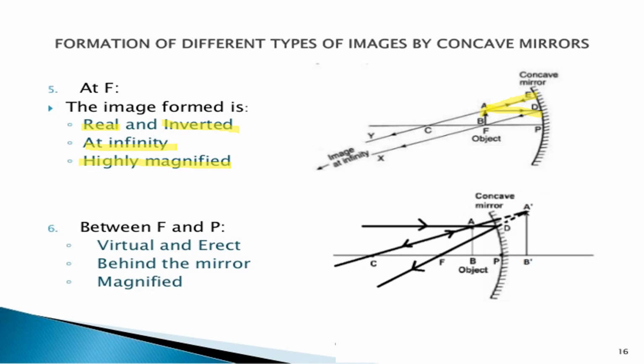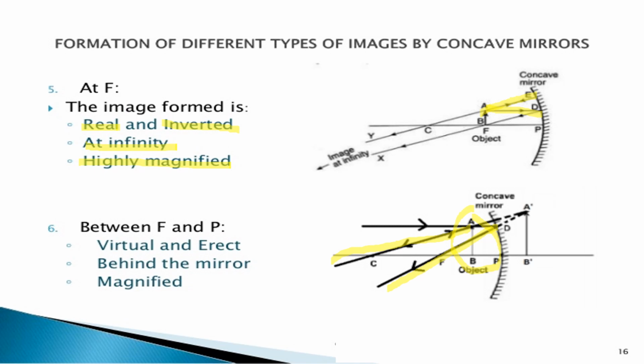In the next one, we take the object between F and P, between focal point and pole. Here, AB is every time considered as the object. So from AB we'll draw two incident rays. One is parallel to the principal axis, the other one is going through the center of curvature. So when you draw like that, what happens? These two reflected rays are not going to meet at any point. They are not even parallel, as in the before diagram. They are diverging, going away from each other.